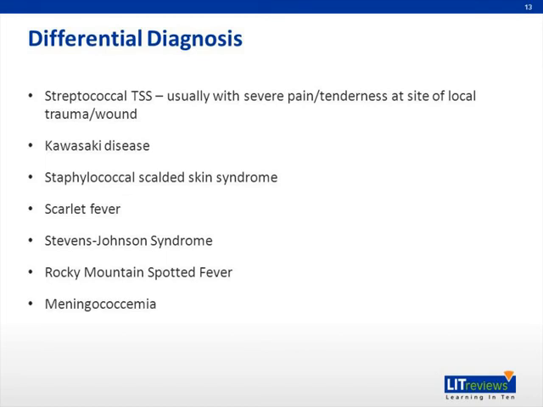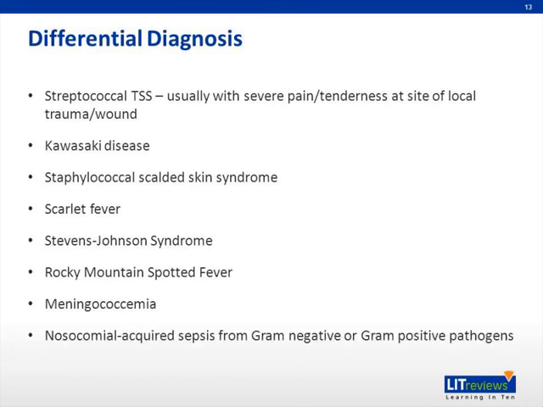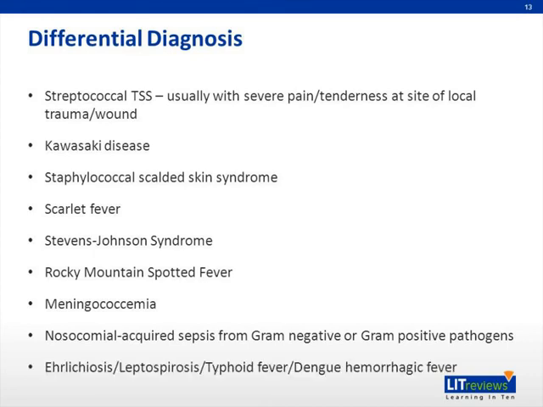Meningococcemia, so meningitis can also present with hypotension and a rash and altered mental status, so that's definitely in the differential. If your cerebrospinal fluid analysis is negative, then that's probably not the cause of the patient's symptoms. Nosocomial acquired sepsis from gram-negative or gram-positive pathogens, so any young person that was recently hospitalized who acquired some sort of nosocomial infection, either a urinary tract infection or a pneumonia, can also present with fever, hypotension, and altered mental status. And then ehrlichiosis, leptospirosis, typhoid fever, dengue, hemorrhagic fever can also have a similar presentation.